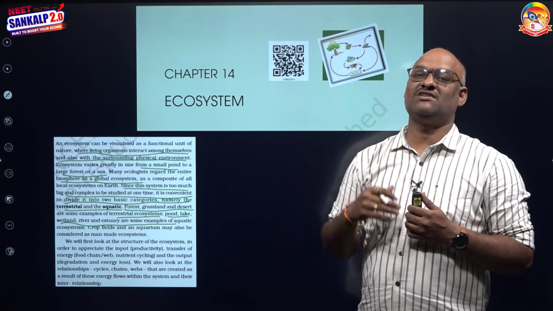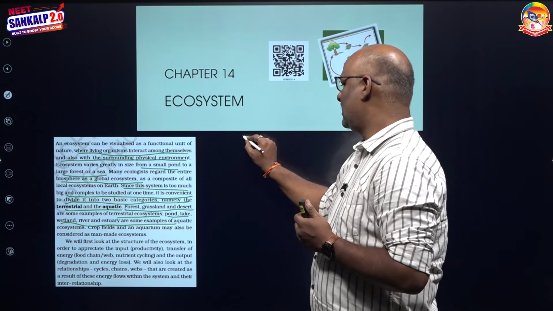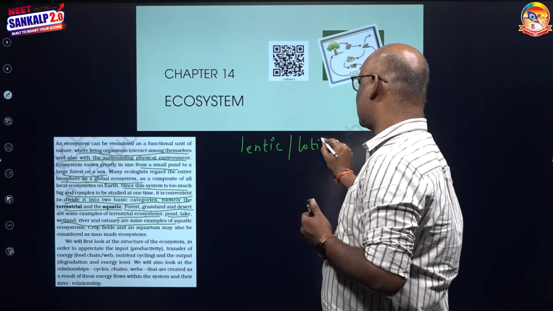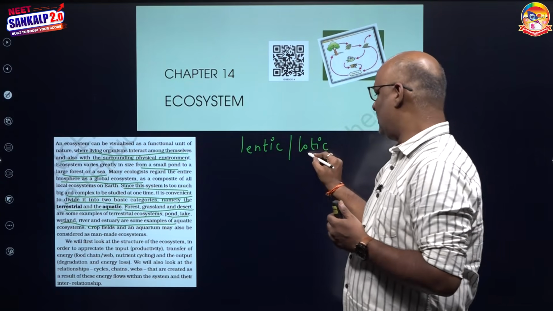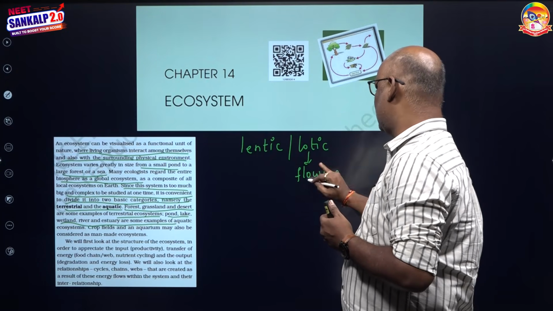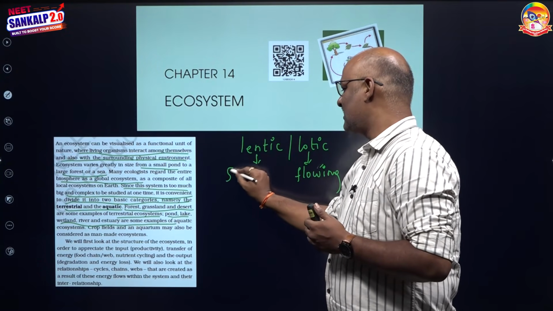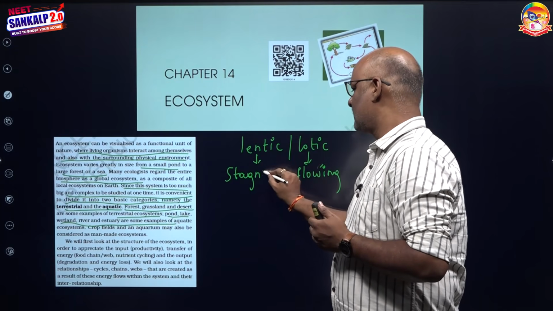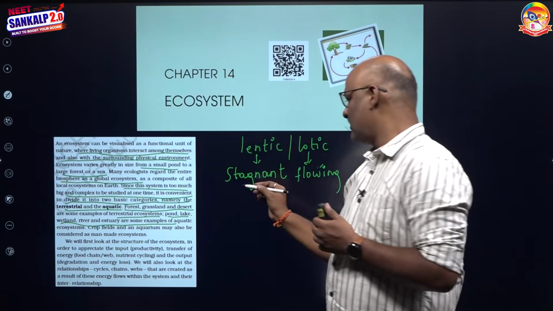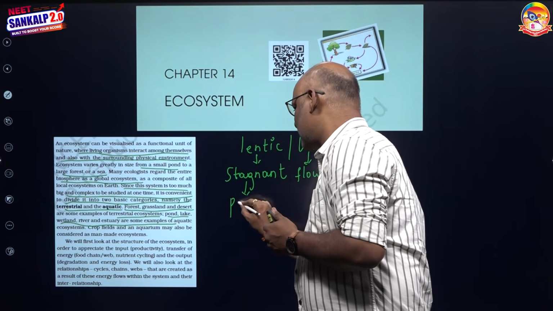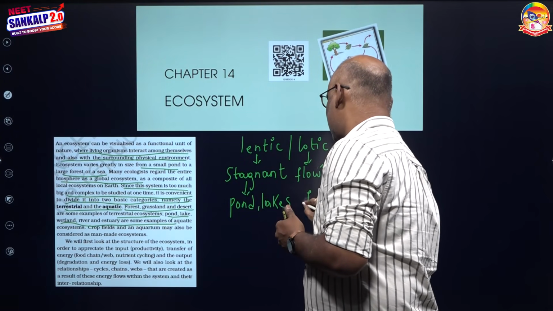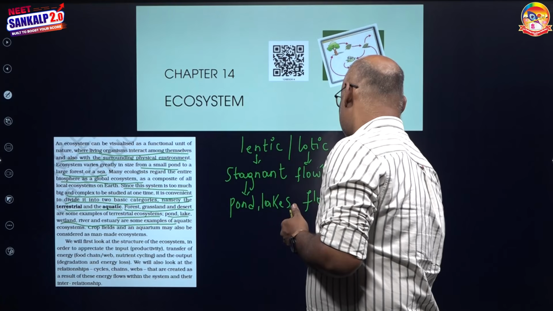In aquatic ecosystems, we classify them into lentic and lotic habitats. So, what are lentic and lotic ecosystems? Lotic ecosystems are flowing ecosystems. Lentic ecosystems are stagnant ecosystems. You can take stagnant ecosystems as ponds and lakes, whereas flowing ecosystems you can take as rivers.